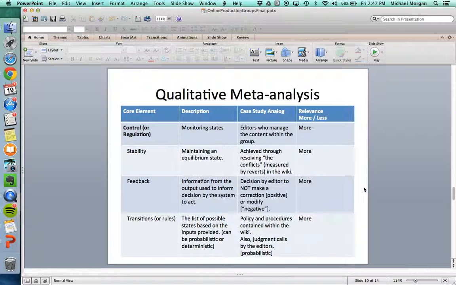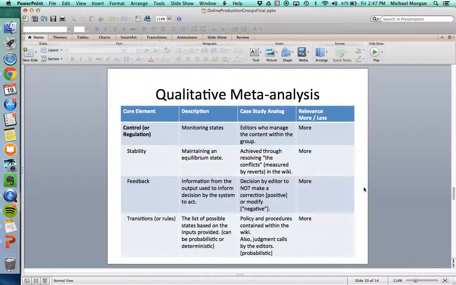There's stability, maintaining an equilibrium state, and again, another core concept that relates to control. The analog here was achieving stability through resolving the conflicts. And that's measured by reverts, the conflicts. How do we make these corrections and establish an equilibrium state? An equilibrium state in this case is the actual completion of the article and its accuracy.